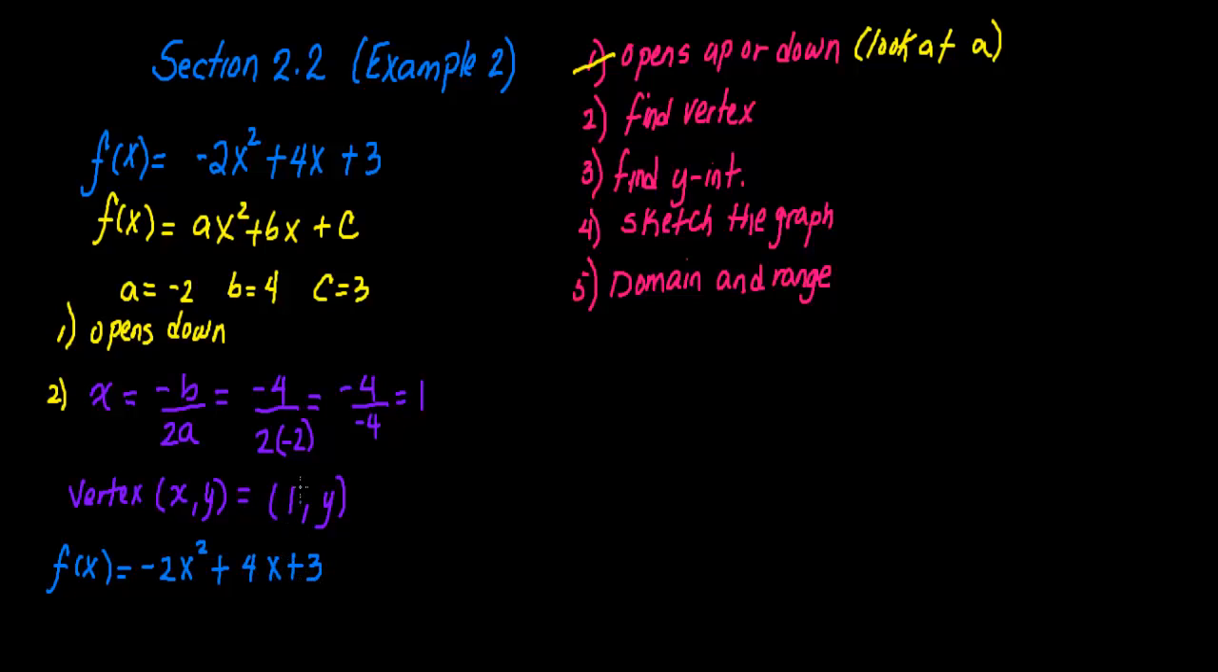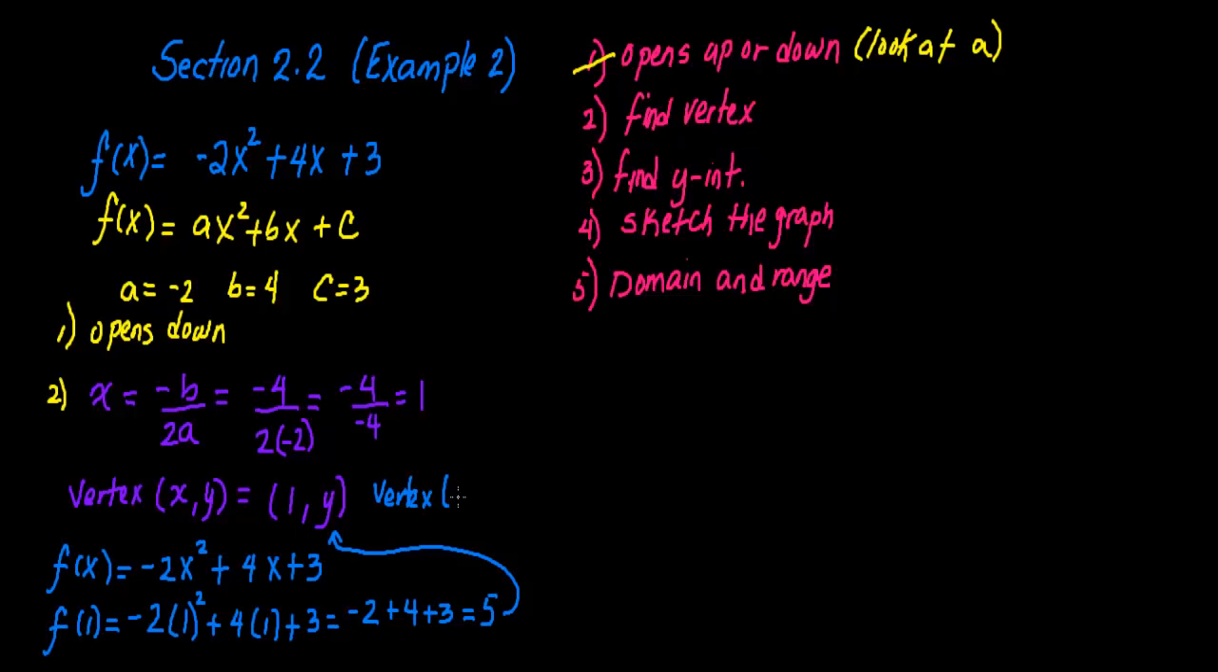And what you do is you take that x that you found, you said x is equal to 1, and you plug it in anywhere there's an x in this function. So this would be -2 times 1 squared plus 4 times 1 plus 3. And that equals -2 times 1, which is -2, plus 4 times 1, which is 4, plus 3. And that will give you -2 plus 4 is 2, and 2 plus 3 is 5. This 5 is your y-coordinate for your vertex. So finally, your vertex is found at the point 1,5 in the coordinate plane. You found your vertex. Number 2 is done.